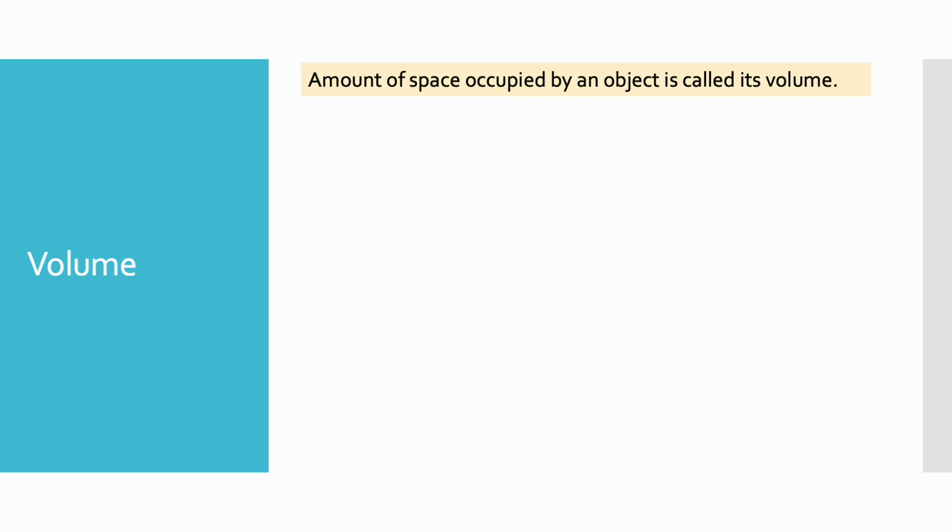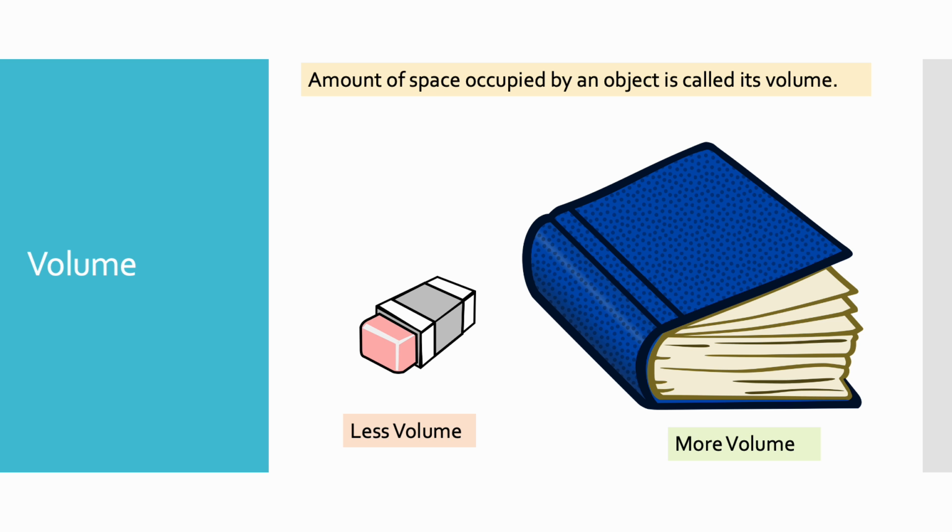Volume. Volume is the amount of space occupied by an object. Look at the two objects on the screen, an eraser and a book. Which one takes up more space? Yes, the book. So we say the book has more volume and the eraser has less volume. Remember, bigger objects usually have more volume because they occupy more space.